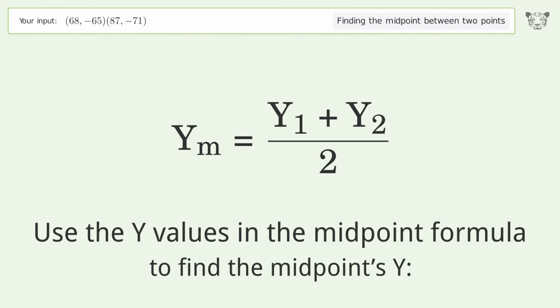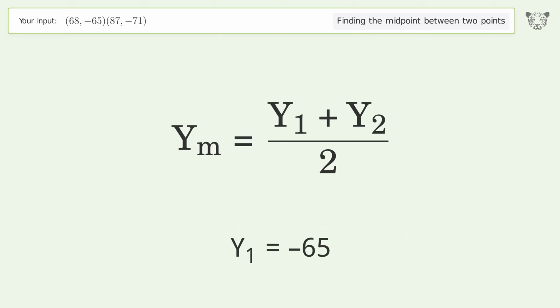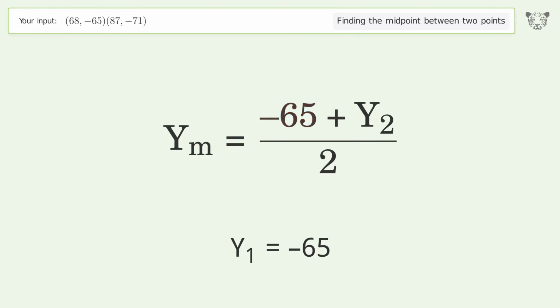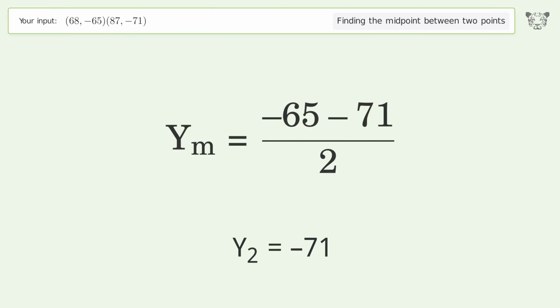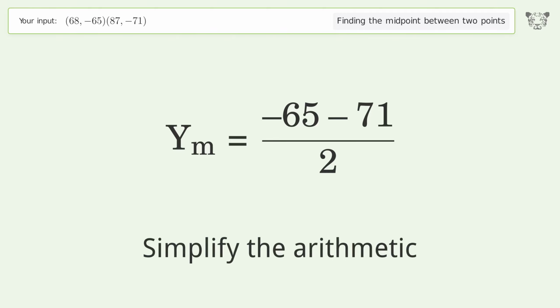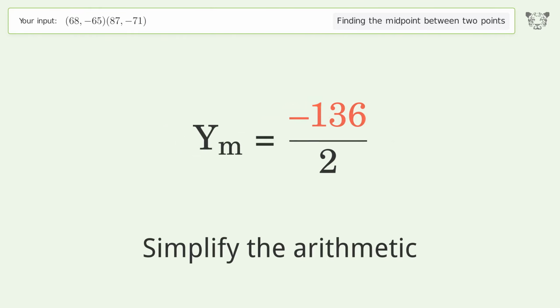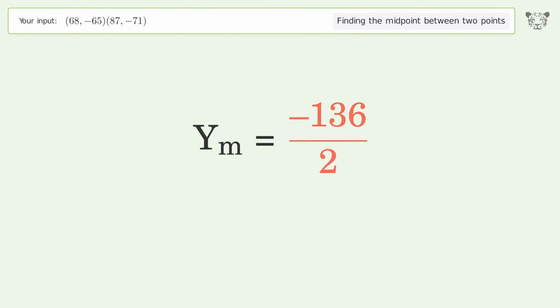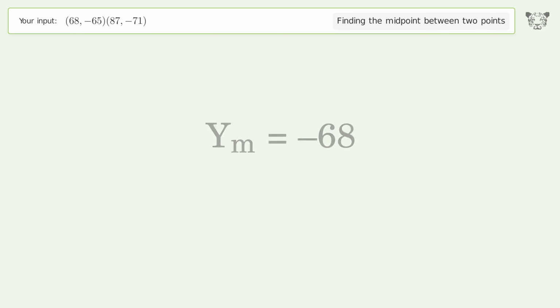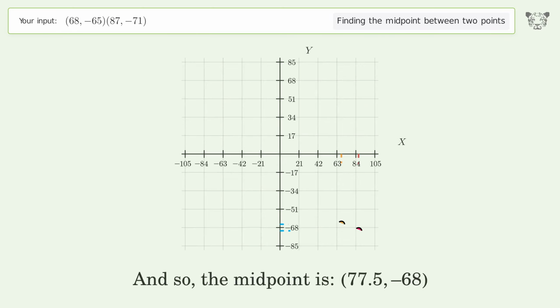Use the y values in the midpoint formula to find the midpoint's y. y1 equals negative 65. y2 equals negative 71. Simplify the arithmetic. And so, the midpoint is 77.5, negative 68.